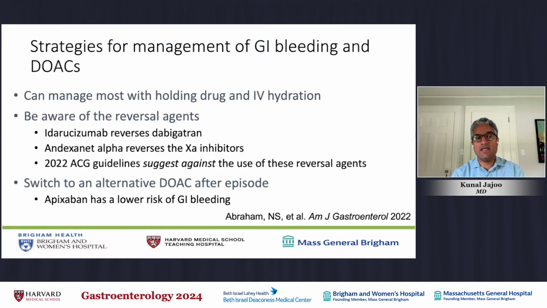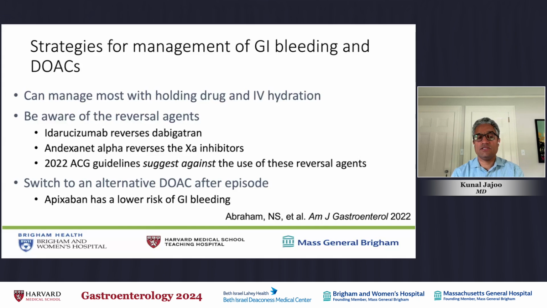That being said, the ideal way to manage patients coming in with GI bleeding on one of these direct oral anticoagulants, mostly we can manage them with holding the drug and providing IV hydration. The reversal agents, as I mentioned, are available. However, the American College of Gastroenterology's recent guidelines from 2022 actually suggest against the use of these reversal agents, given their cost, lack of reproducible benefit, and lack of a control group for the andexanet study.